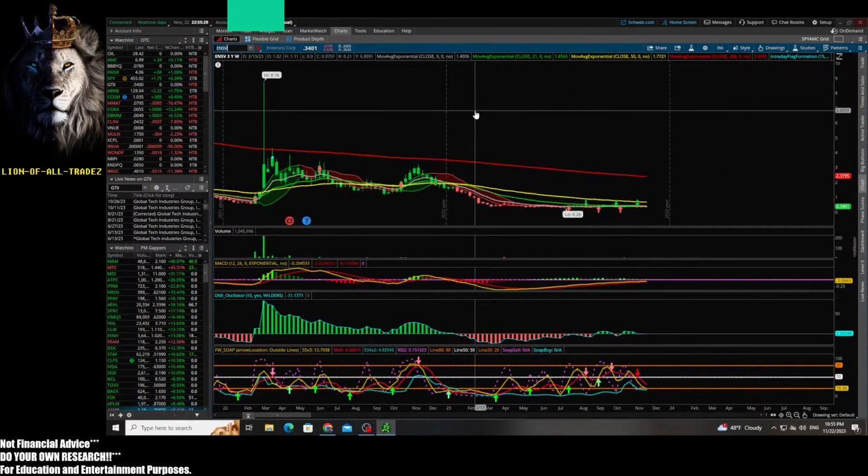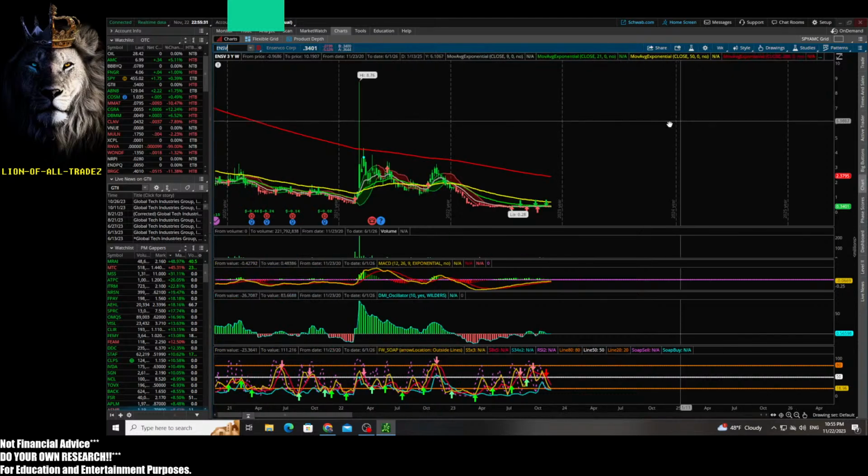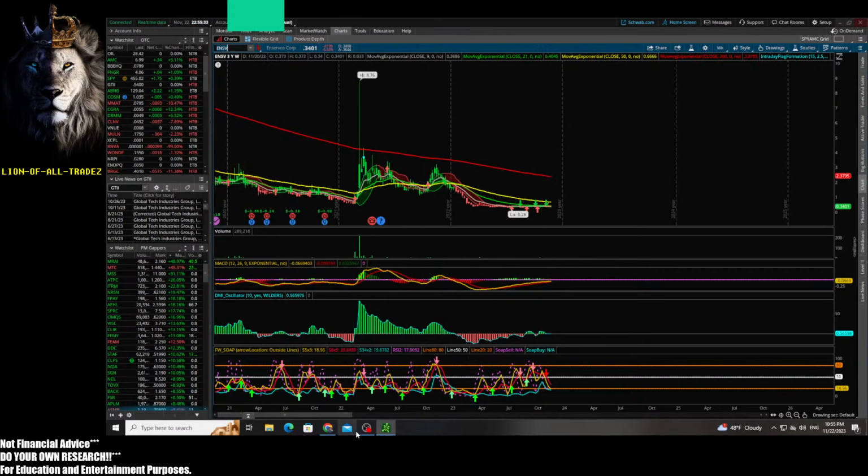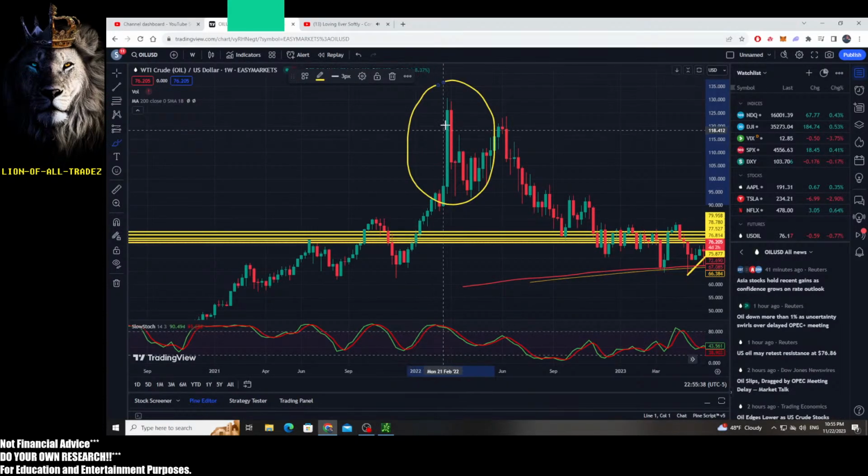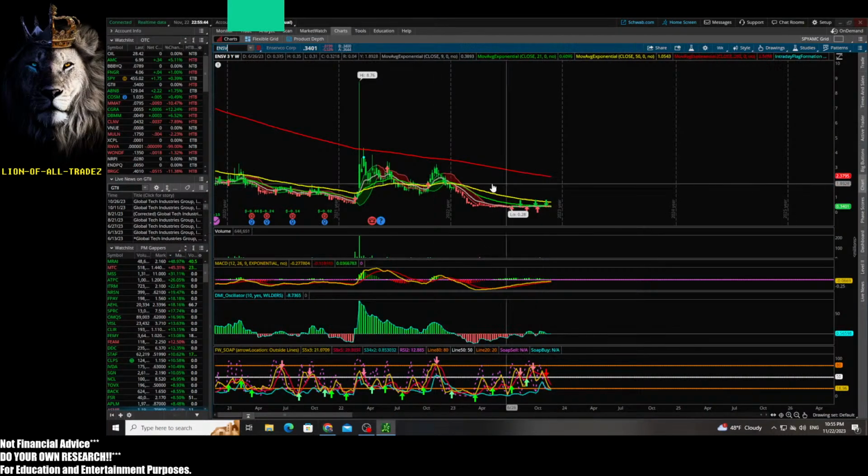So I just wanted to show you guys that comparison, this basket of oil energy stocks that went up with crude oil when it shot up like crazy. And would it happen again? Hey, if this happened, I'm pretty sure it could happen again. Just my theory, my opinion, not financial advice.